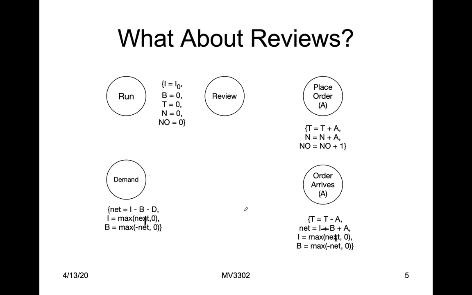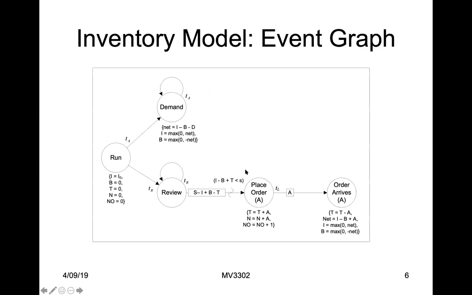But what about the reviews? Now, the thing about this is that we have an event that we need to take place, and its only purpose is to possibly schedule things. In other words, when we place the review, that's when we decide whether or not we place the order, not at the demands, but at the review. So the final event graph looks like this.